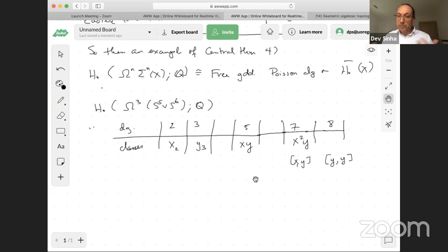So this gives a complete calculation in the rational setting of some homology of these spaces. And let me again remind us then of the action. So what is the star and the bracket?